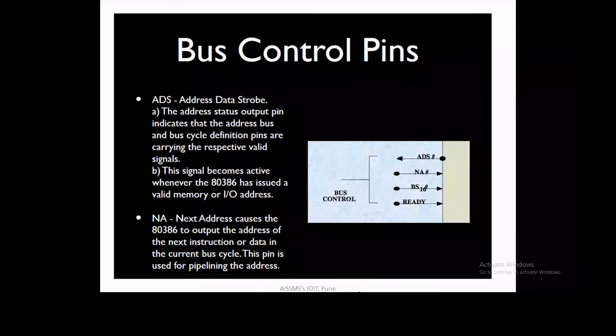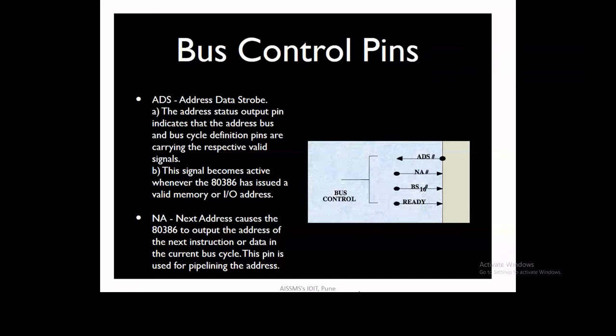This status output pin indicates that the bus address and the bus cycle definition pins are carrying a valid address on the address bus when this pin is enabled. So this is ADS bar. When it is 0, at that time the address bus is carrying the valid address. This signal becomes active whenever the 80386 has issued a valid memory or IO address.